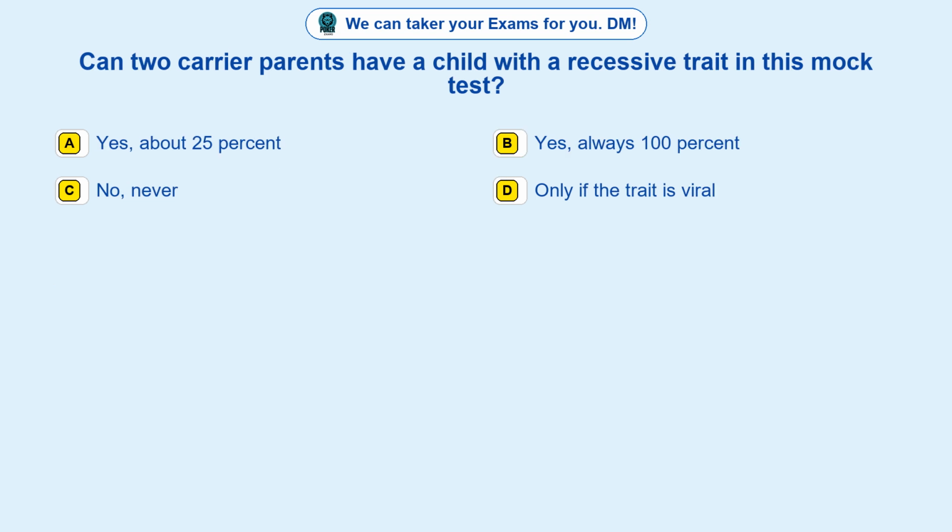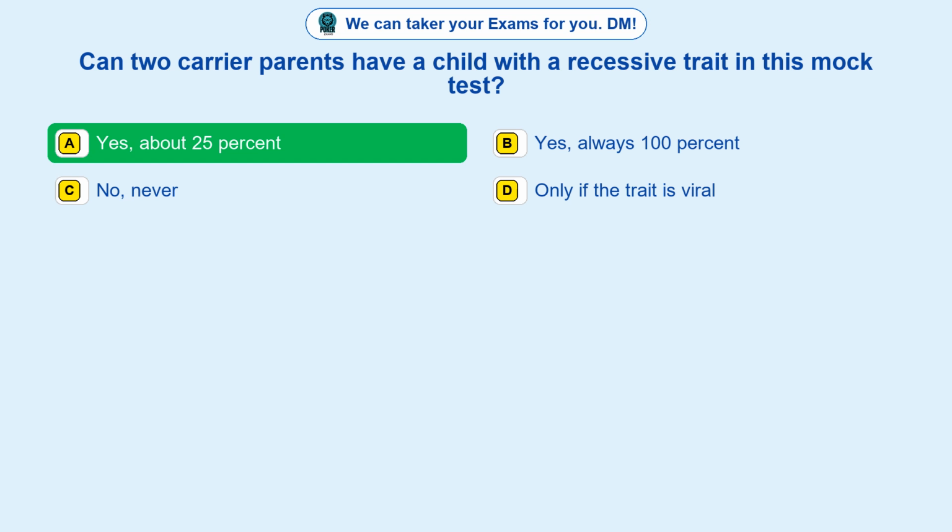Question 11. Can two carrier parents have a child with a recessive trait in this mock test? Option A. Yes, about 25%. Option B. Yes, always 100%. Option C. No, never. Option D. Only if the trait is viral. The correct answer is option A.